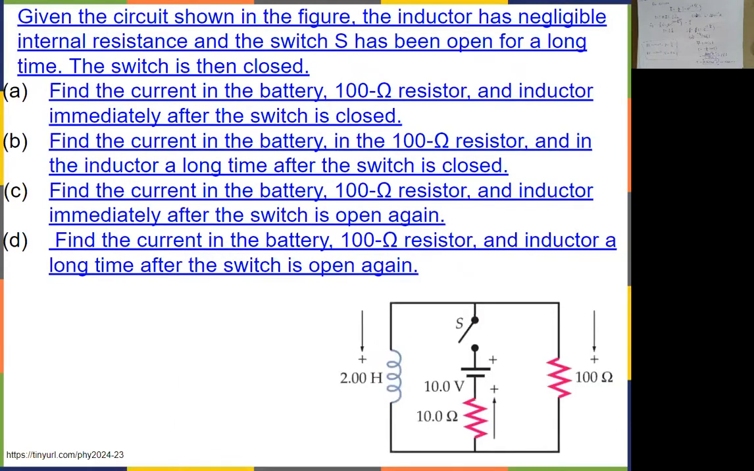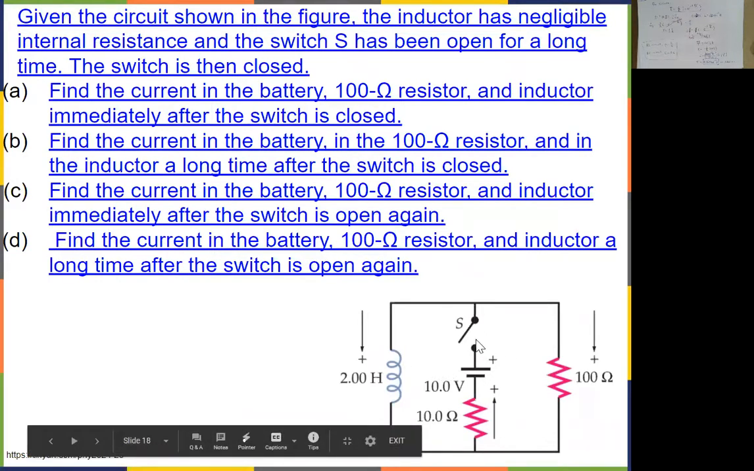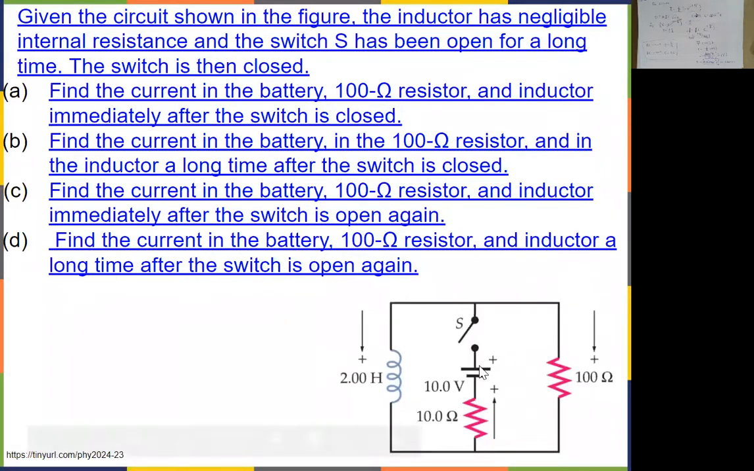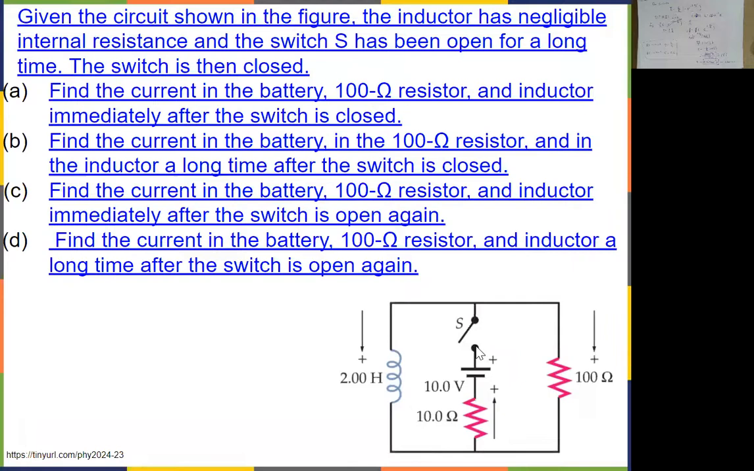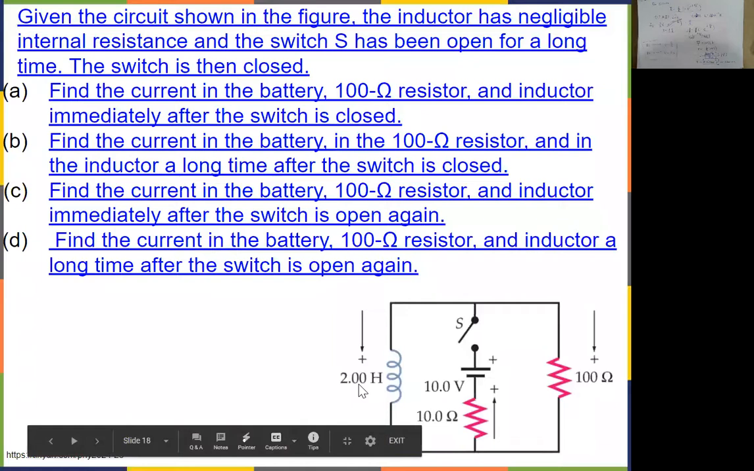In that sense, we can take a look at another example here. This one says, given the figure showing a circuit, you have a switch over here. You have a power supply, which is a battery, and then there's a 100 ohm resistor. Now, this resistor and this one are in parallel to each other in a sense. If the switch is closed, then this 100 ohm resistor and the 2 Henry inductor are in parallel to each other.